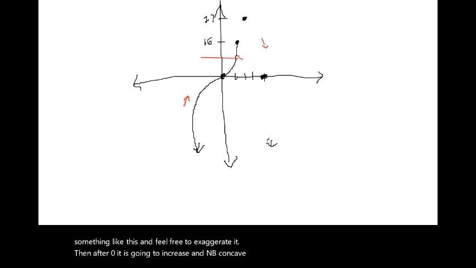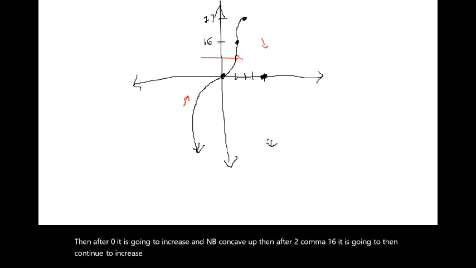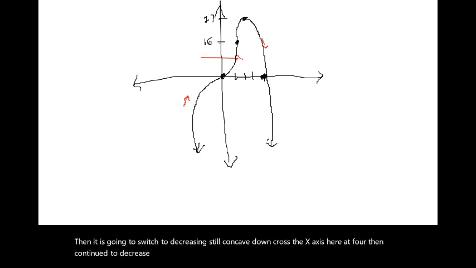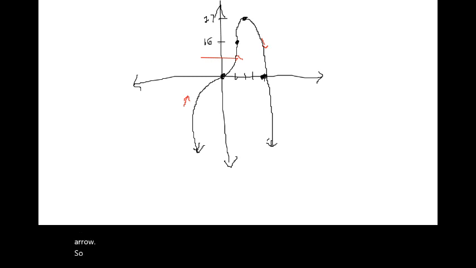Then after 2 comma 16, it is going to continue to increase and be concave down until we get to 3 comma 27. Then it is going to switch to decreasing, still concave down, cross the x-axis here at 4, then continue to decrease and be concave down for the rest of the graph till we join up with the right arrow. So keep in mind that this graph is very exaggerated.